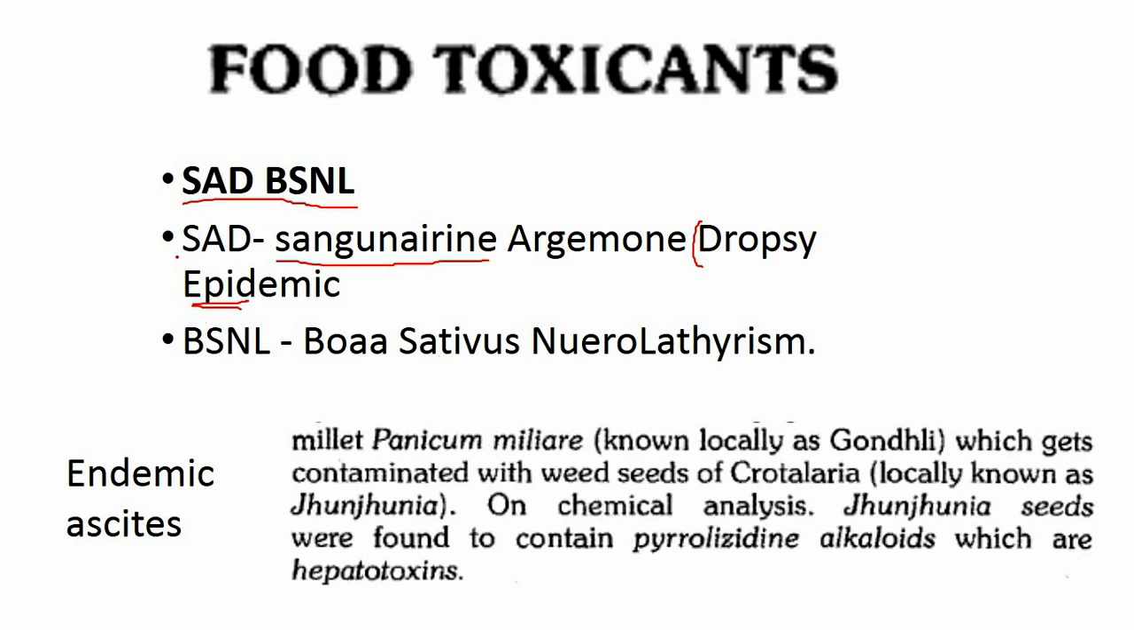When you are clear with these two, the other one left out is endemic ascites, which is when crotalaria is mixed with the grain, pyrrolizidine alkaloids will be there. It will create hepatotoxins, ultimately resulting in ascites, and it will cause endemic ascites. So with food toxicants, these three will be the confusing ones. You have to remember two based on SAD BSNL, and the third one, endemic ascites, will be the remaining one.